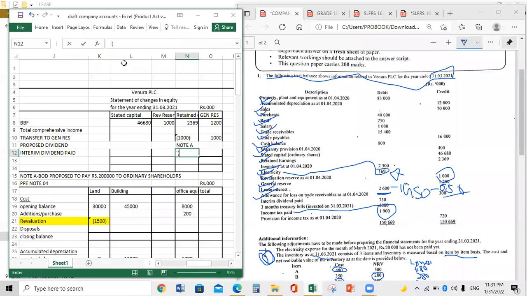3 months treasury bill. Tell me, where do you record? 3 months treasury bill. Where do you record?